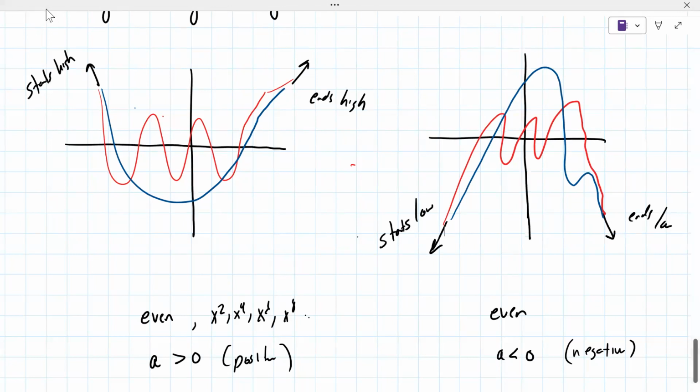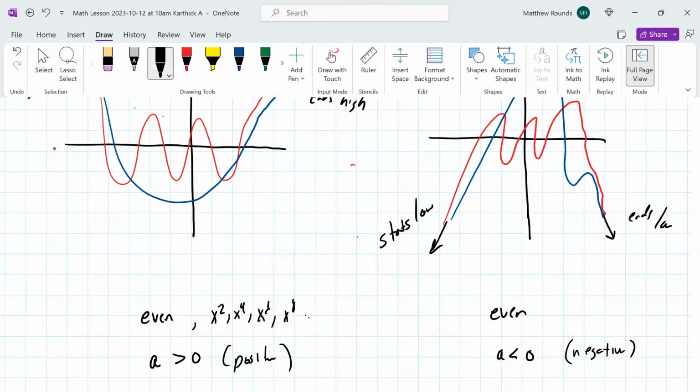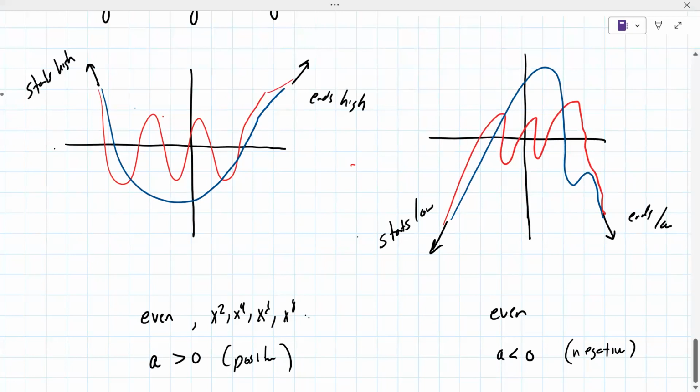Have you seen any of this before? It's okay if you haven't. I'm just sort of guessing.